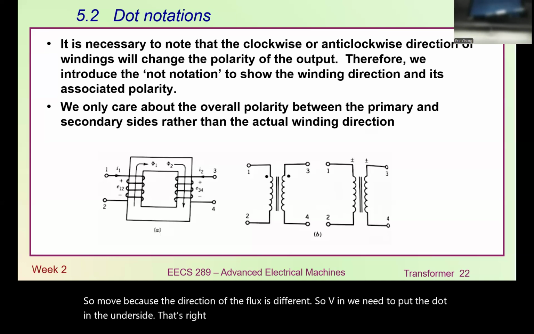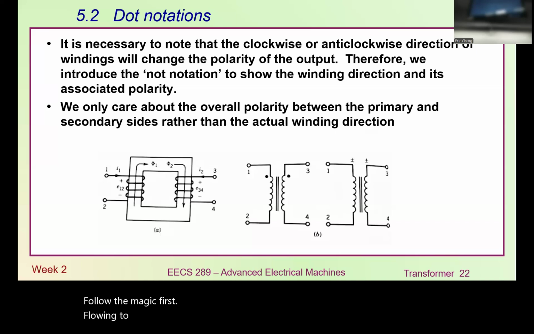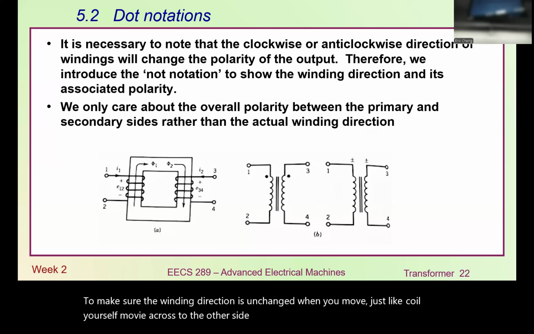When you move, just like you move in here in such a way, you can imagine how this moves, following the magnetic flux flowing. Then the dot will be unchanged. When you move here, the dot will not be changed. You make sure the winding direction is unchanged when you move. Just like a coil, you just move it across to the other side, that's all. Then you won't have anything changed.